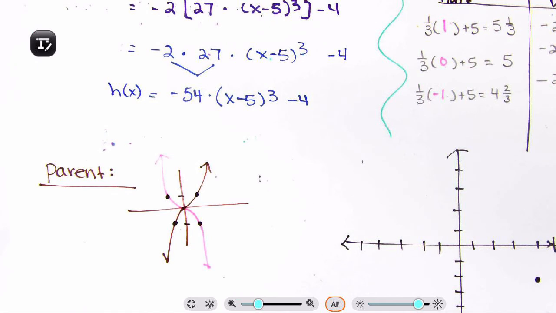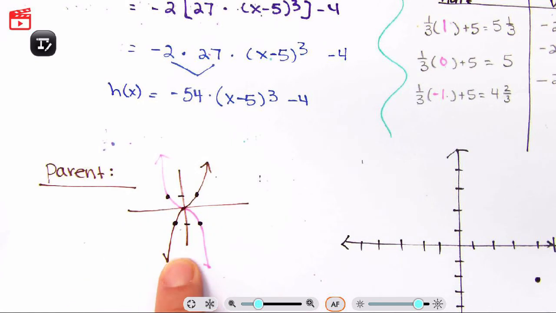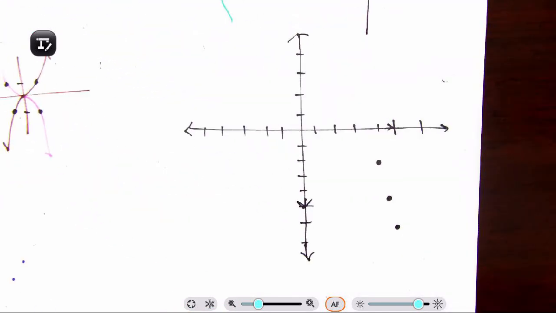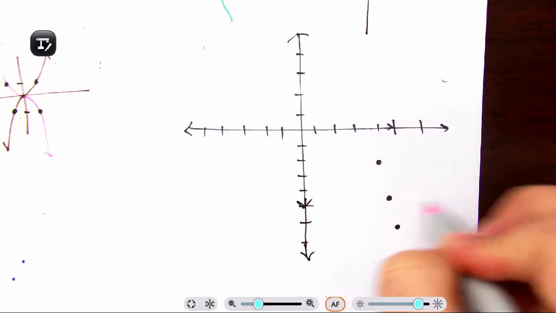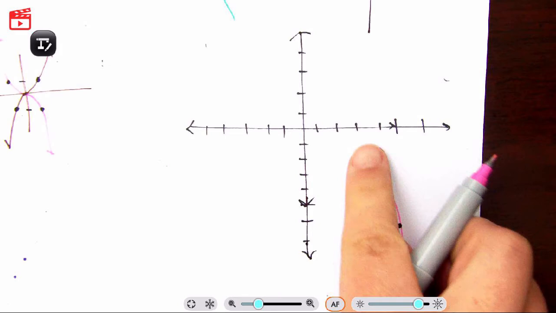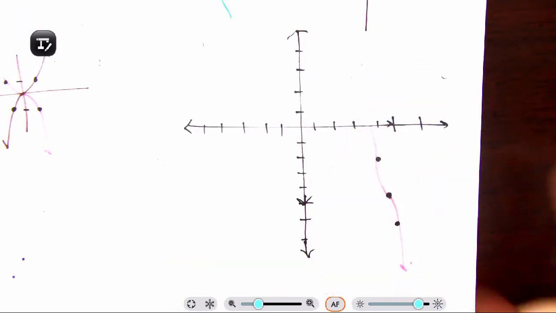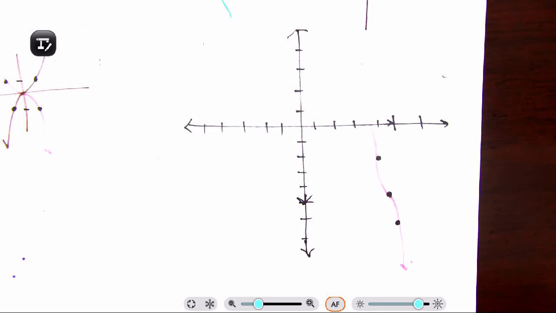Our original parent function is increasing: as x approaches infinity, y approaches infinity, and as x approaches -infinity, y approaches -infinity. However, when you do a reflection, as x approaches infinity, y approaches -infinity, it goes down. Because we reflected across the x-axis, as x gets bigger, y needs to get smaller, and as x gets smaller, y needs to get bigger. Now again, this doesn't need to be exact, we're just doing an approximation.